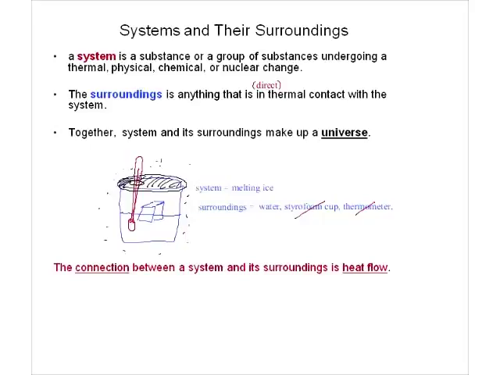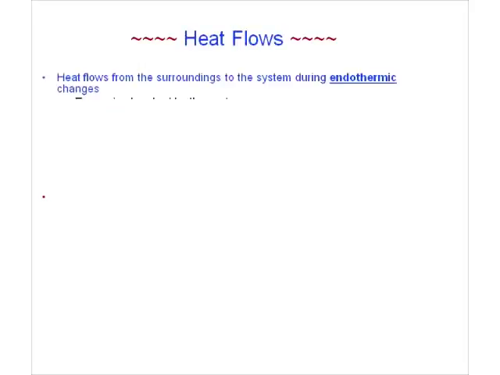Okay? So whenever they ask you to identify the system and surroundings, remember that once you identify the system, only the things that are in direct thermal contact with the system are considered the surroundings. Okay? So with this idea, we have to come up with the idea that heat is a fluid thing. Heat is able to flow from a system to a surrounding.